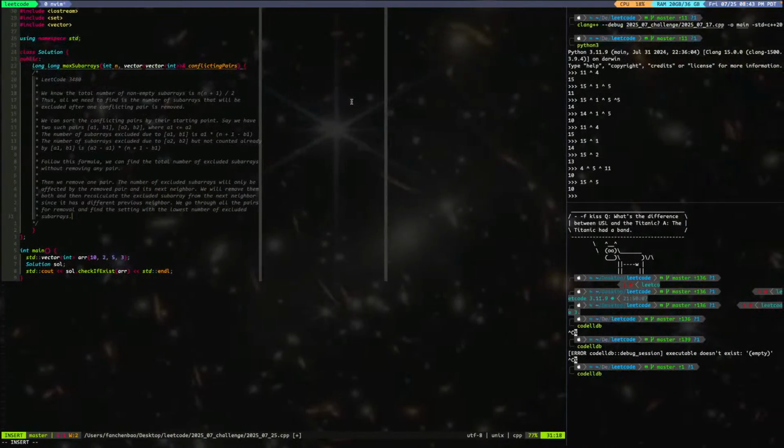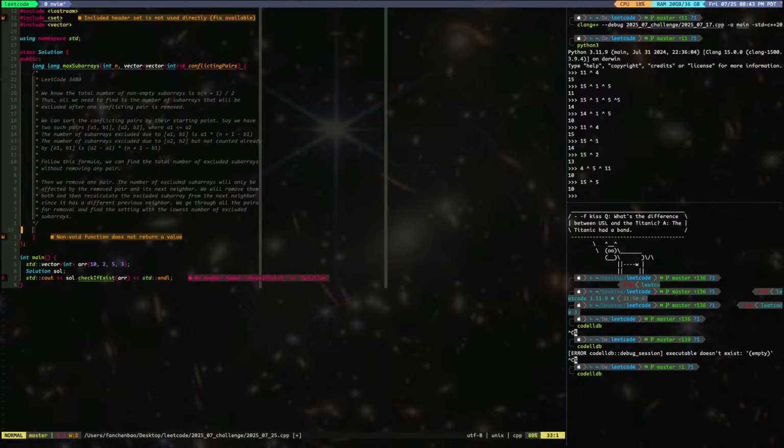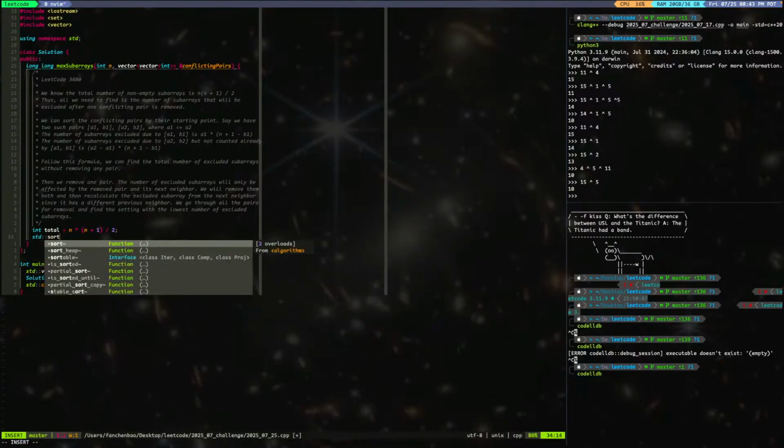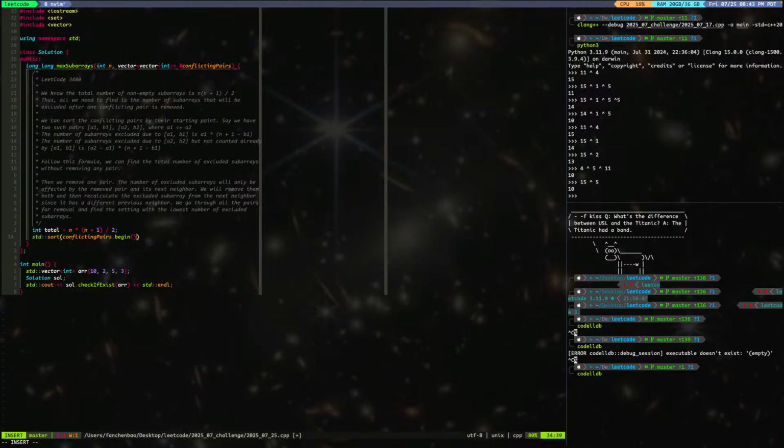Okay, so now let's code it up. First things first, I say total is n times n plus 1 divided by 2. This one's fine. And then we say sort conflicting pairs dot begin, conflicting pairs dot end.